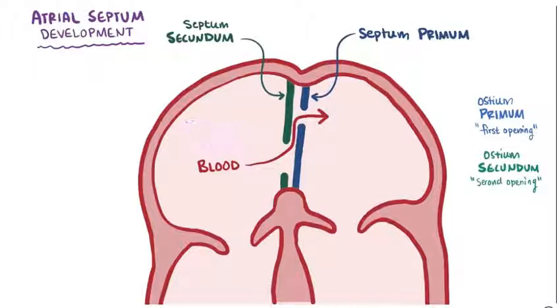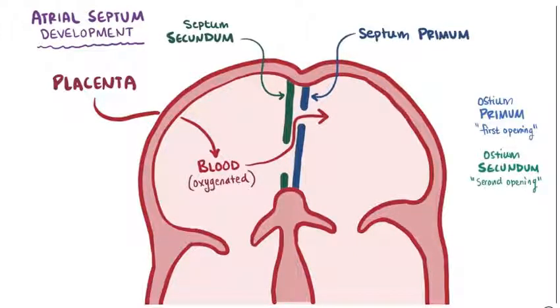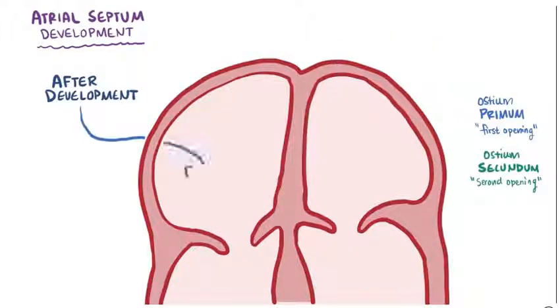The developing newborn gets oxygenated blood from the placenta, which goes from the umbilical vein over to the right atrium, which is different because after development, only deoxygenated blood goes to the right atrium, which is then sent to the lungs to pick up some oxygen.